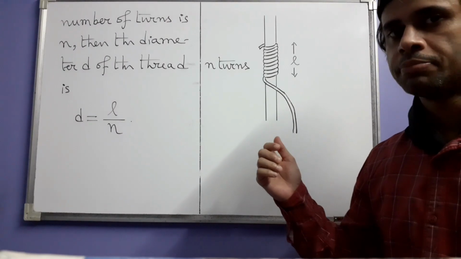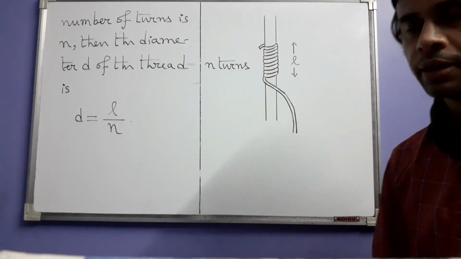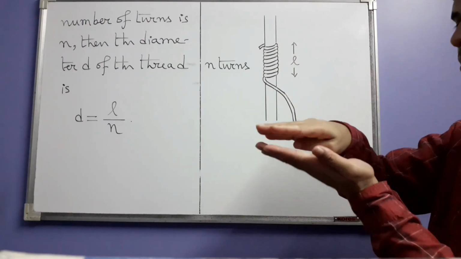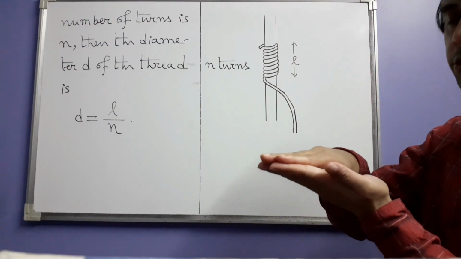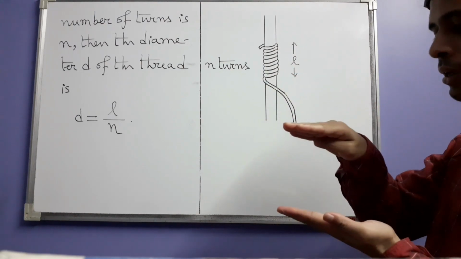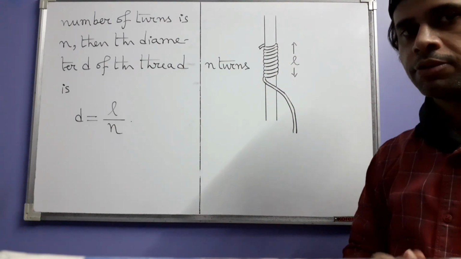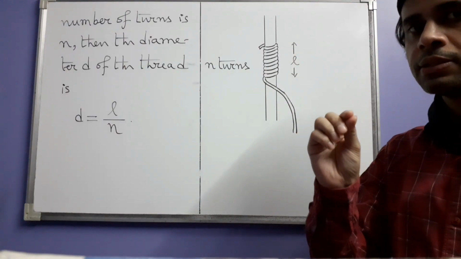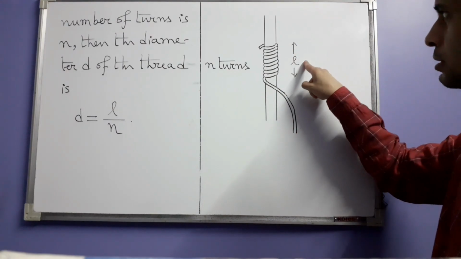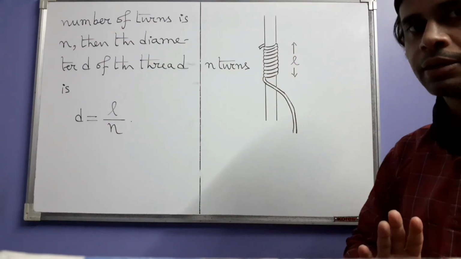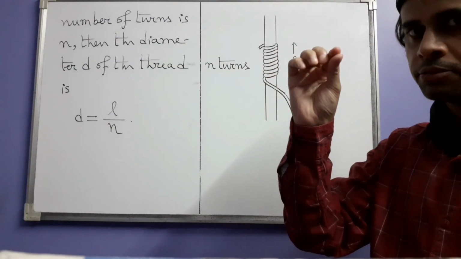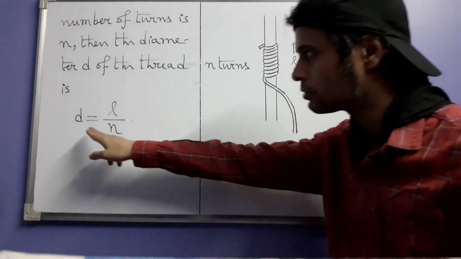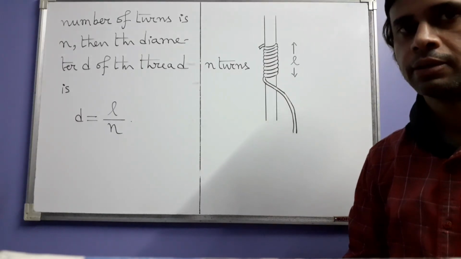So this is how you wrap the thread tightly around the meter scale. Tightly, because you do not want to keep any gap between these adjacent turns, so that the turns completely fill this length L. Now if there are n such turns, then each turn contributes its thickness to this L. And if there are n turns, and if d is the thickness, which actually is just the diameter, then d times n is equal to L. So that's how you get d equal to L divided by n.